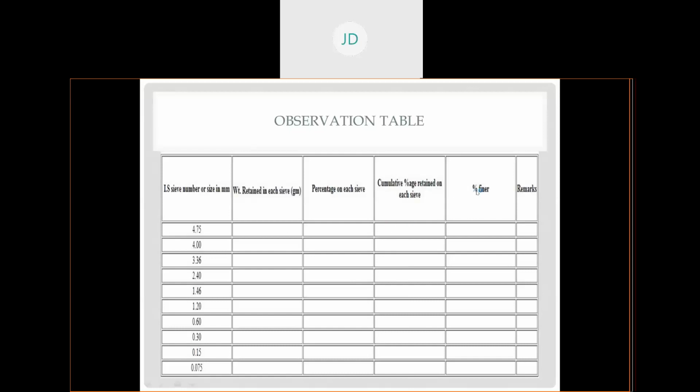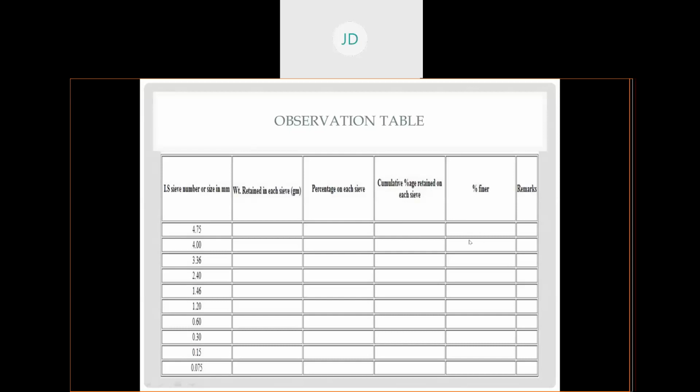Now we need to find out percentage finer. Percentage finer is simply the opposite of percentage retained. Percentage retained means out of 100, how much is retained? Percent finer means out of 100, how much is finer, how much has gone through? That means the total is 100. Suppose the cumulative percentage retained on the 4.75 millimeter sieve is 10 percent. If 10% is retained, then the finer is 100 minus 10, so here it will be 90.